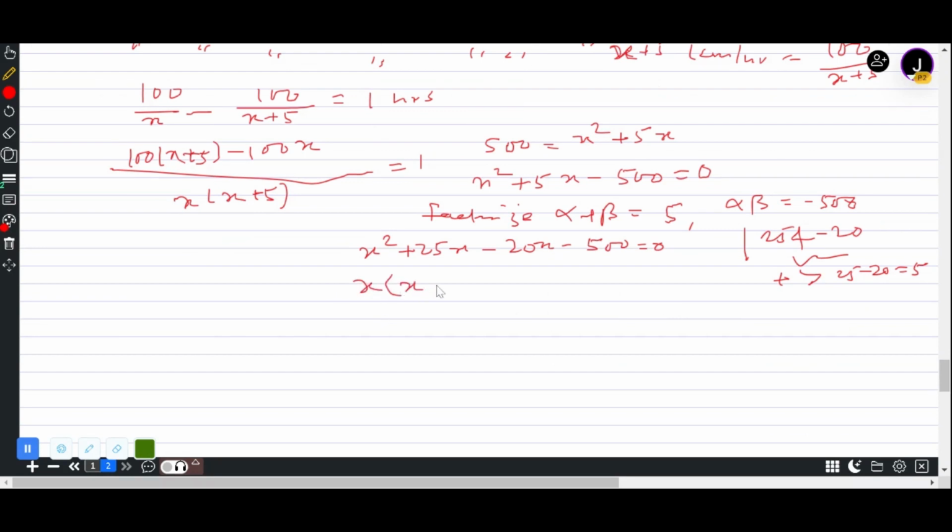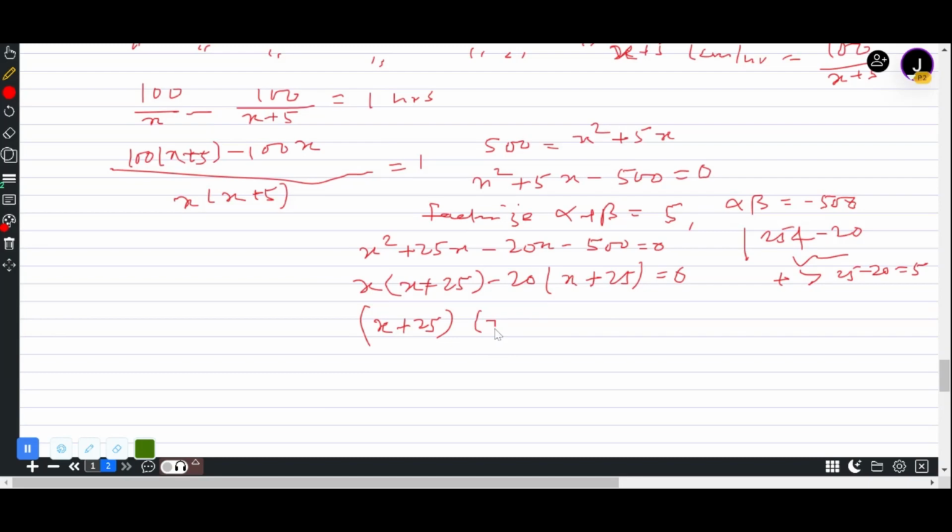Now next one. Next one is slightly interesting. Rather, a very interesting question. This same question has appeared in CBSE also a few years back. Okay. It is there in their textbook as well.